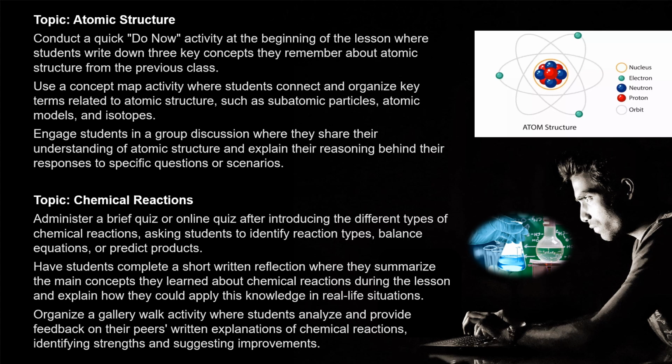Topic: Chemical reactions. Administer a brief quiz or online quiz after introducing the different types of chemical reactions, asking students to identify reaction types, balance equations, or predict products. Have students complete a short written reflection where they summarize the main concepts they learned about chemical reactions during the lesson and explain how they could apply this knowledge in real-life situations. Organize a gallery walk activity where students analyze and provide feedback on their peers' written explanations of chemical reactions, identifying strengths and suggesting improvements.